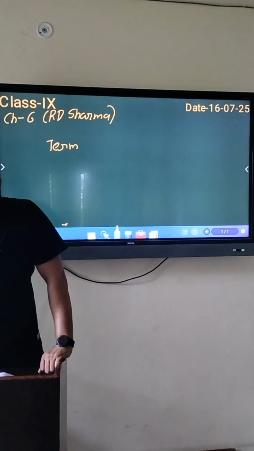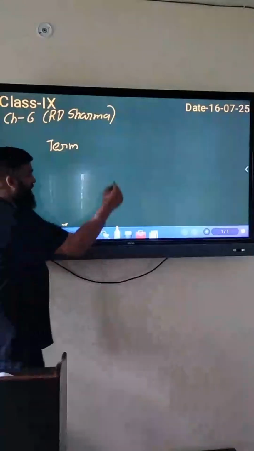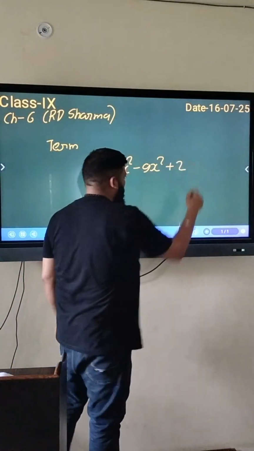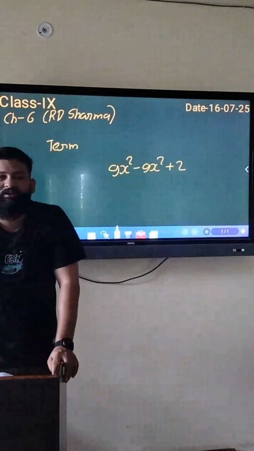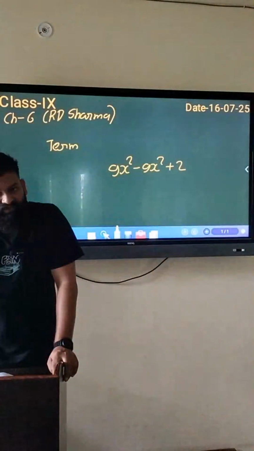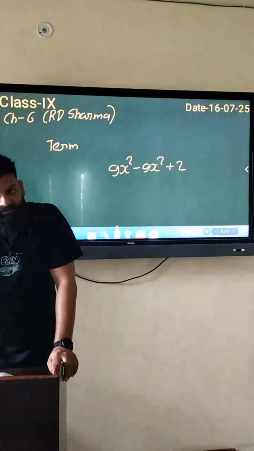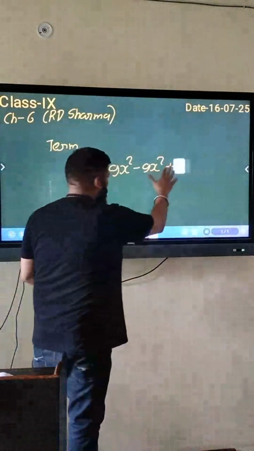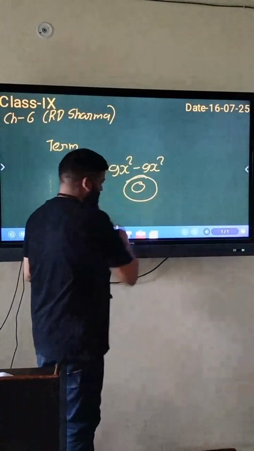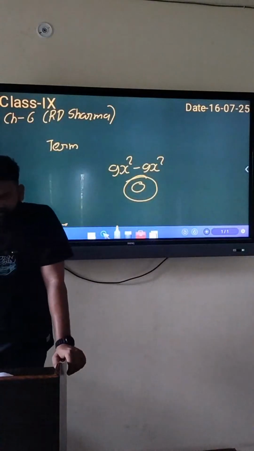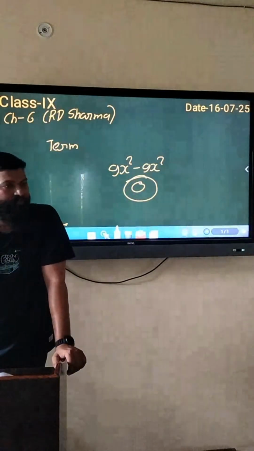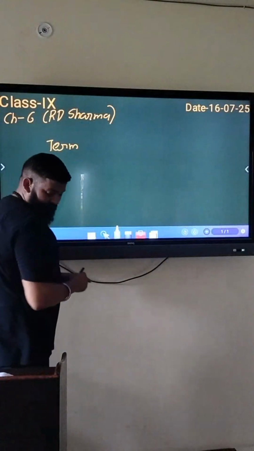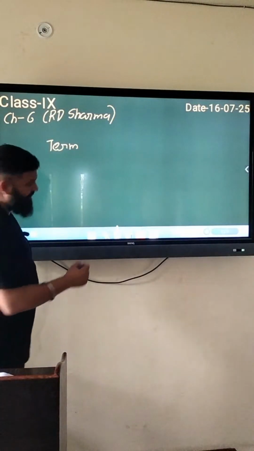9x square minus 9x square plus 2. If we have to find out, there is only one constant term. If suppose that was not there, if 2 was not there, 9x square minus 9 x square, then the constant is 0, zero polynomial. Clear? Okay.